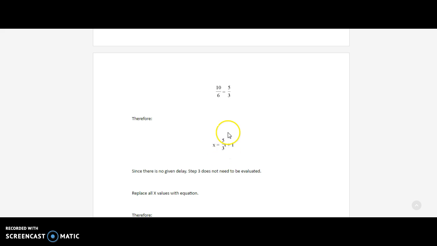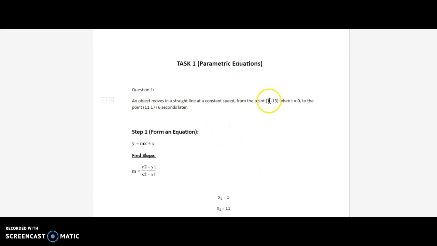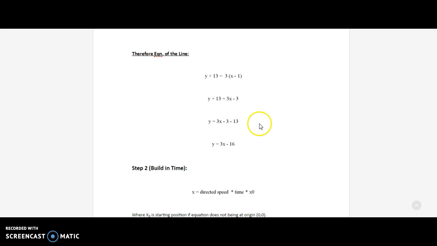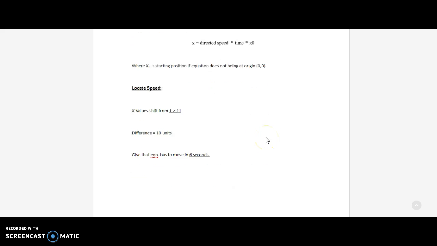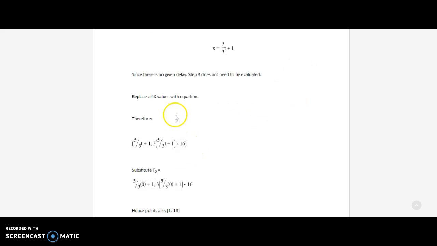5 over 3 is the rate of travel over the 6 seconds. T is the time, plus 1. 1 is our origin because it starts on 1, not 0, 0. Since there are no given delays, step 3 does not have to be evaluated. But if we did have a delay, we just subtract the value of the delay from time at the very end.